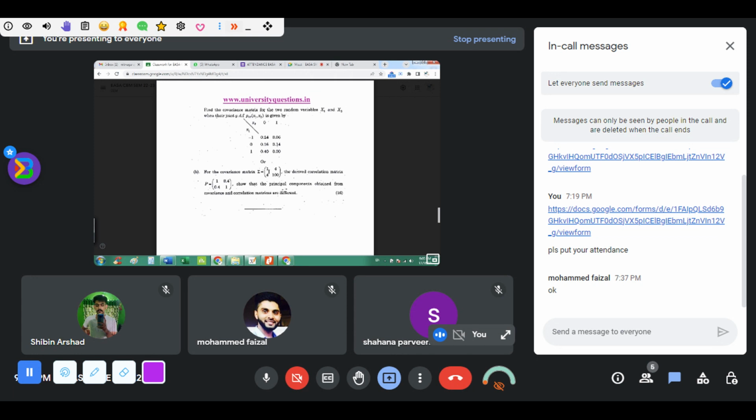How to solve this problem? How to find the principal components? This is a covariance matrix, and this is a correlation matrix. All these things I will complete in the next class.